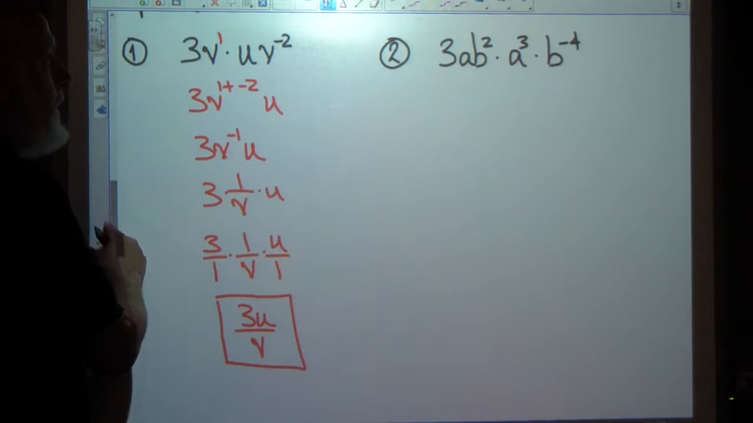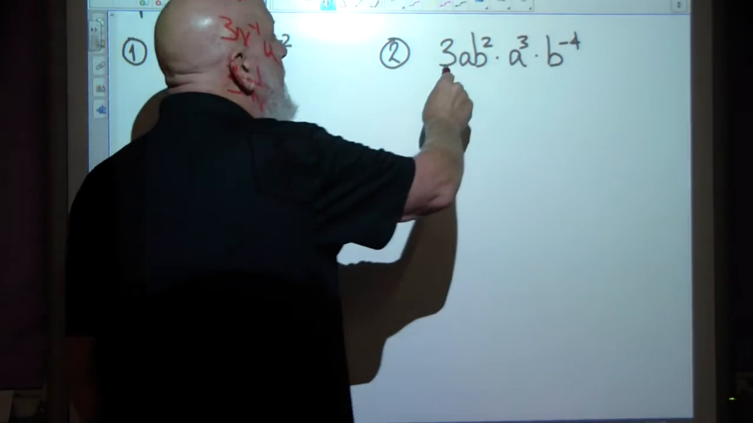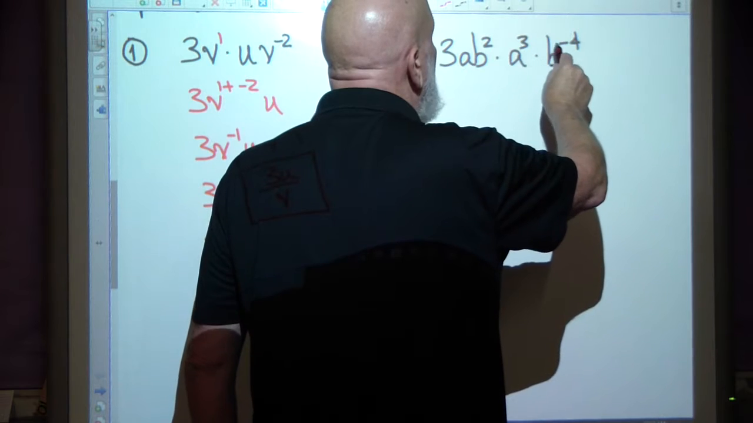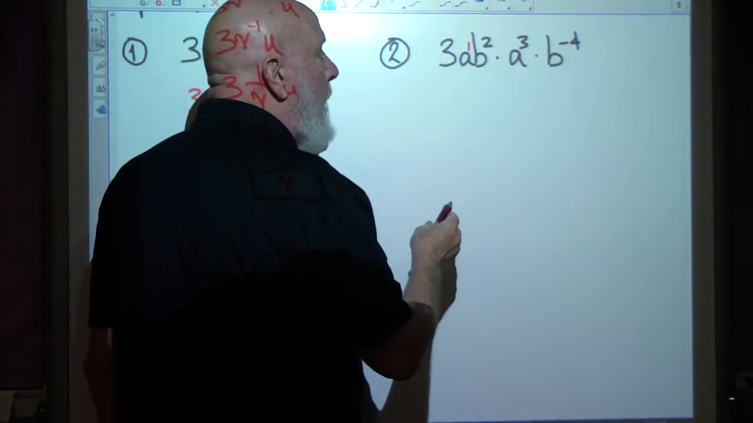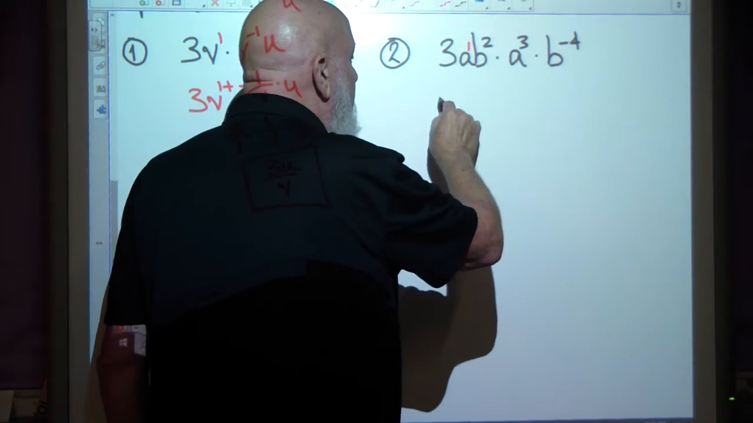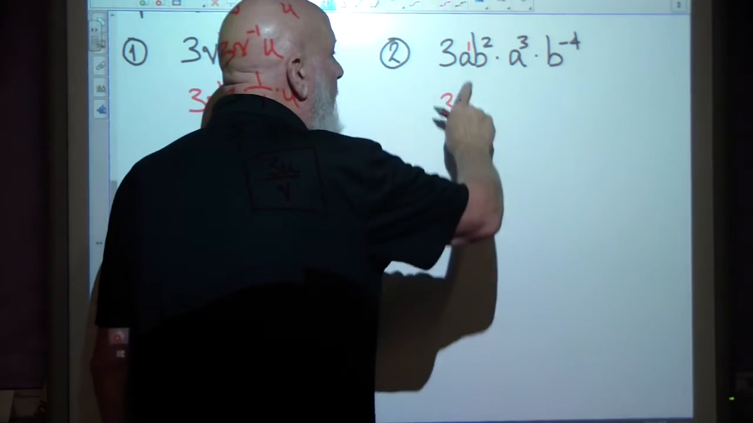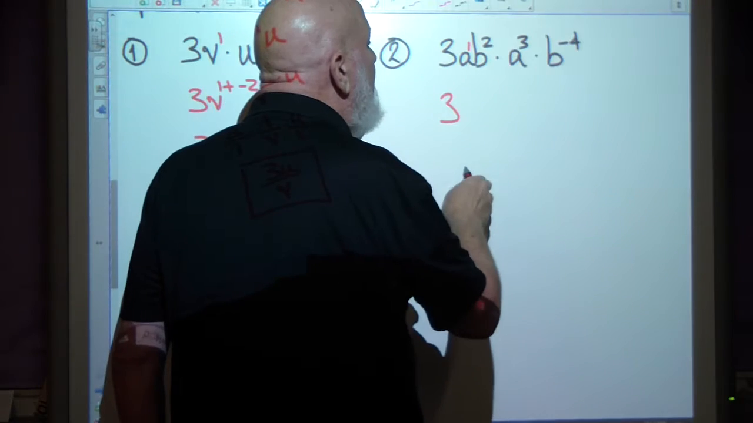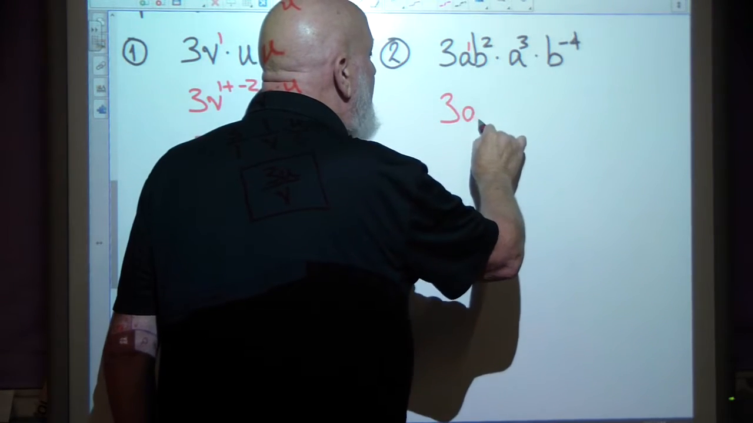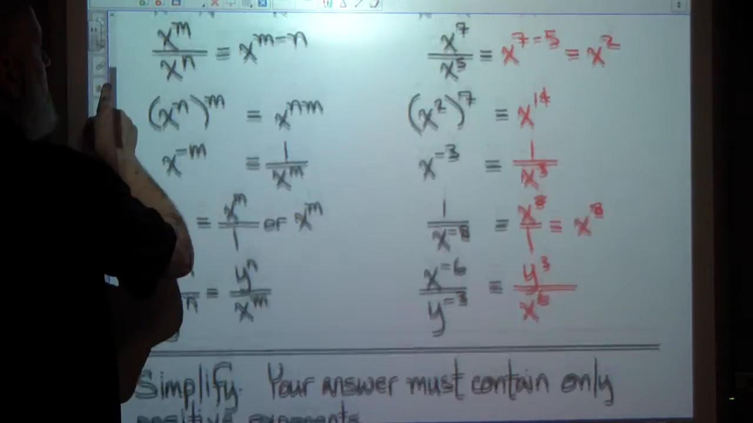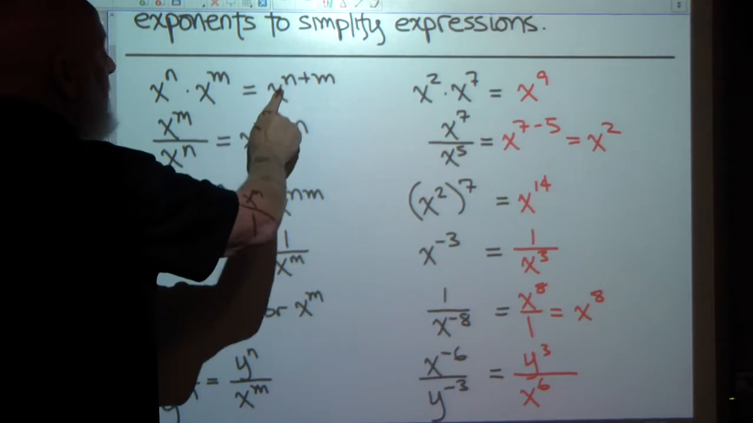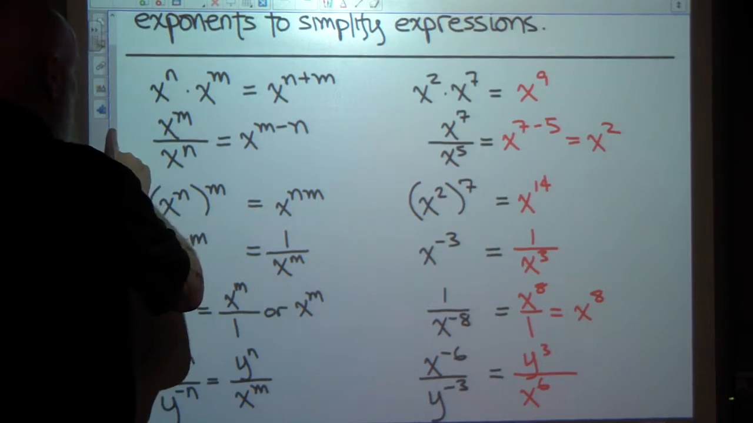Alrighty, let's take a look at another one. I've got 3 times a times b squared times a cubed times b to the negative 4. Remember, there's an implied first power here. So I'm just going to go through and do this the way I would. I would say, well, a to the first power times a to the third power. I'm going to leave the base the same and add my exponents. That's the first property of exponents we talked about. If the bases are the same, leave the base the same, add the exponents.